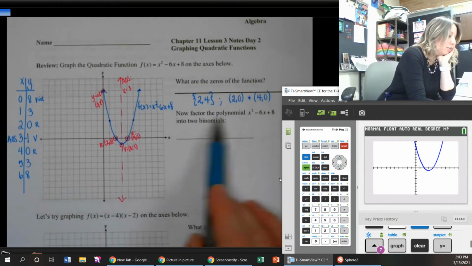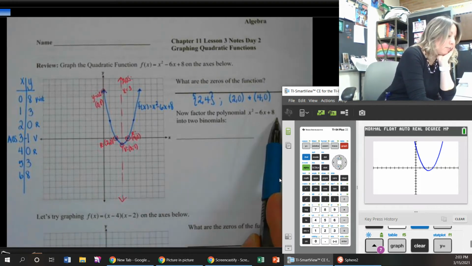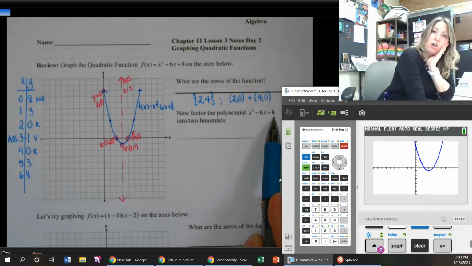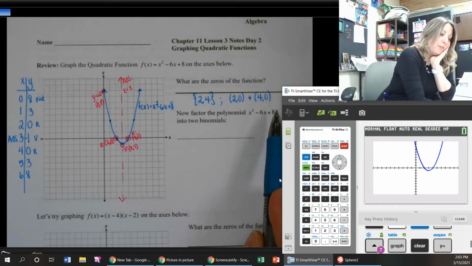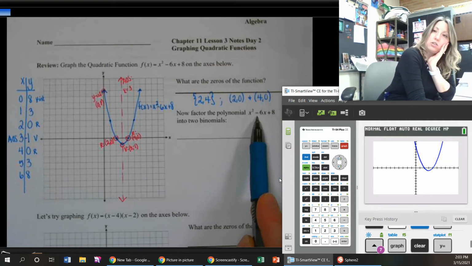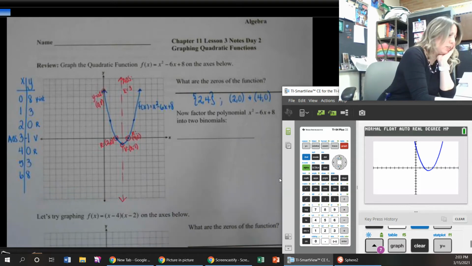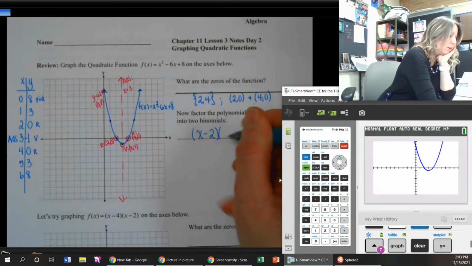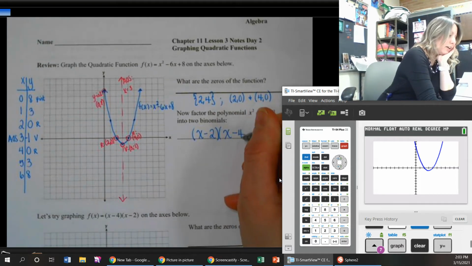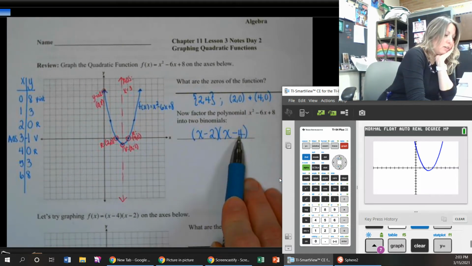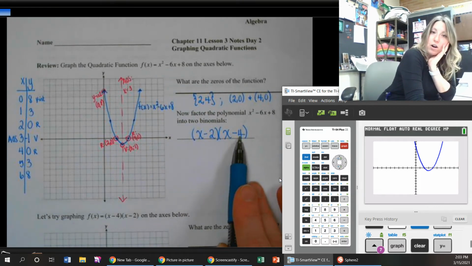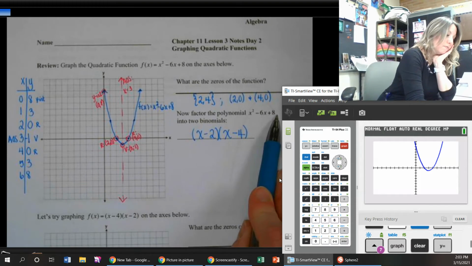Now, what we're going to do is factor this trinomial that's been given to us, x squared minus 6x plus 8. Well, that sounds kind of familiar. We're going to factor that into two binomials. So what are the factors of 8 that are going to add to give me negative 6 in the middle? That sounds like x minus 2 and x minus 4, right? Because negative 2 plus negative 4 is negative 6 for the middle, and negative 2 times negative 4 gives me the positive 8 at the end.